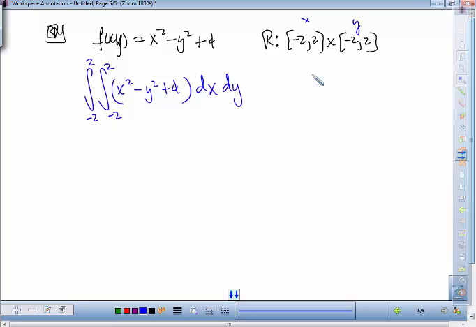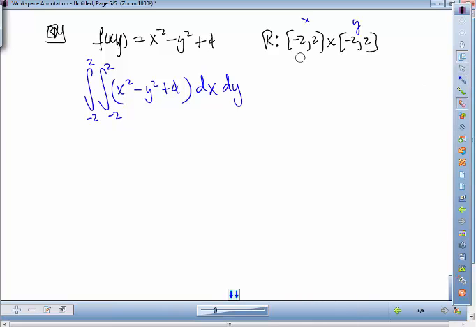Which one, the x or the y? Doesn't matter. I'd rather deal with 0 if I had a choice. Let's make the x go from 0 to 2. So the x goes from 0 to 2.